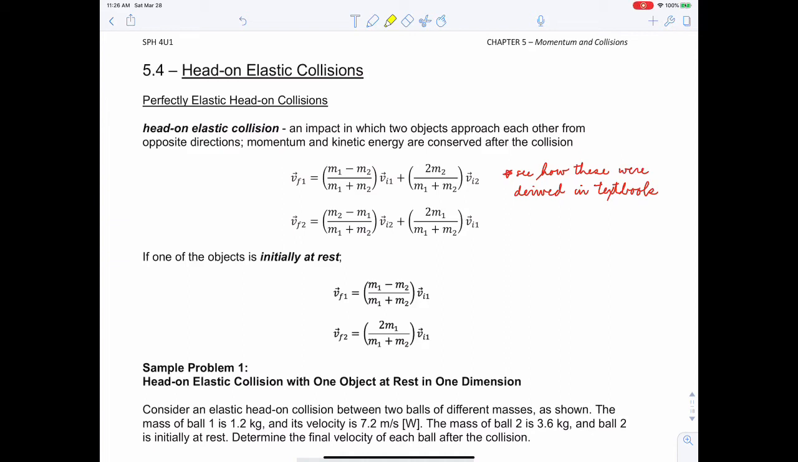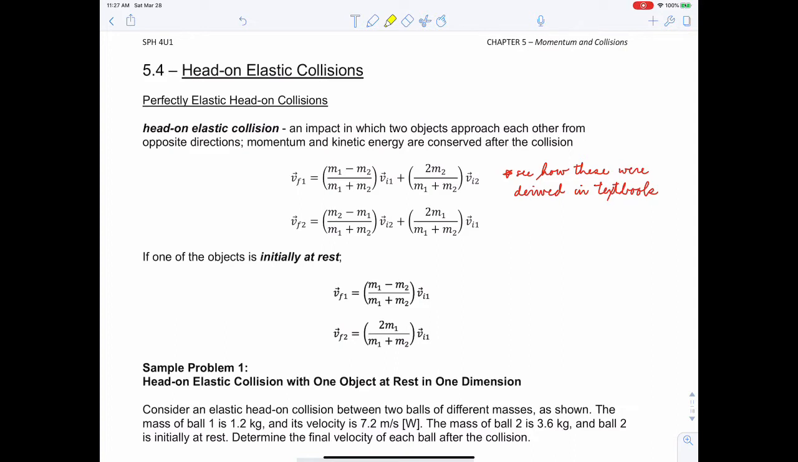Section 5.4, Head-on elastic collisions. In this section, we're going to look closely at perfectly elastic head-on collisions. Head-on collisions are impacts in which two objects approach each other from opposite directions. Because they are perfectly elastic, remember that momentum and kinetic energy are conserved after the collision.